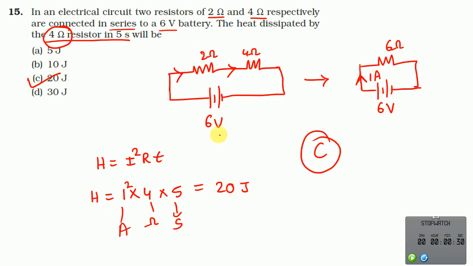Clear or not clear? Here two concepts are used: firstly, the equivalent resistance, and the current flowing. Current flowing is the same through both the resistors if they are connected in series. I think it is clear.